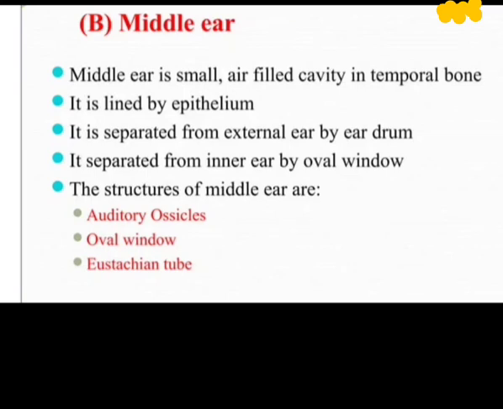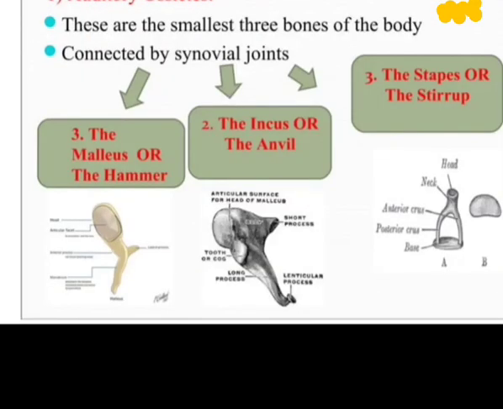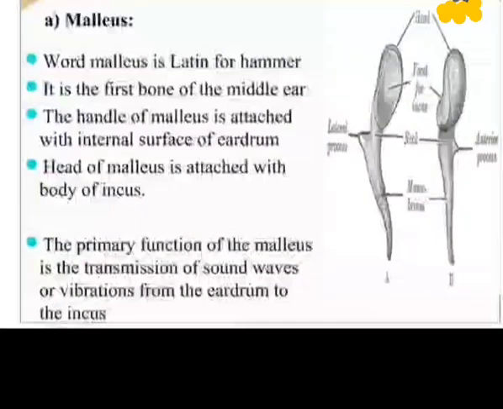Okay, so first we will discuss the auditory ossicles. So what are auditory ossicles? These are the smallest three bones of the body, connected by synovial joints. Okay, the auditory ossicles are the malleus, incus and stapes. The malleus is also called the hammer, the incus is also called the anvil, and the stapes is also called the stirrup. Okay, so first we will discuss the malleus.